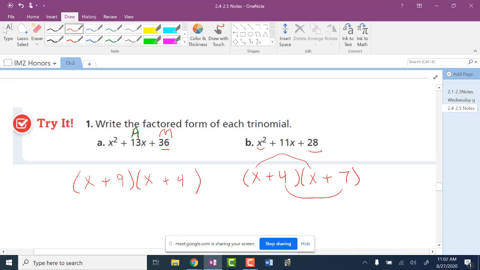But x times x, sure, x squared. 4 times 7, sure, 28. I always check first and last first. Sometimes we have some signage errors, and we know that we have an incorrect answer right away. But anyway, 7x and 4x is 11x. So if I FOIL that and get the question, then I factored it correctly. Circle them up, and we're good to go.